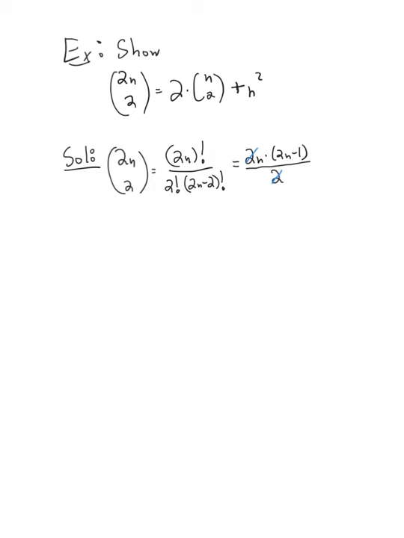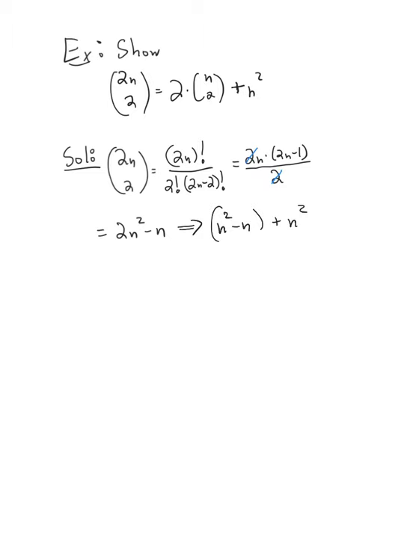All it is n times 2n, n times 2n minus 1. And we know what that is. So this equals 2n squared minus n. Okay, well, we need an n squared, so let's put that to the side. So this is the same as n squared minus n plus n squared.